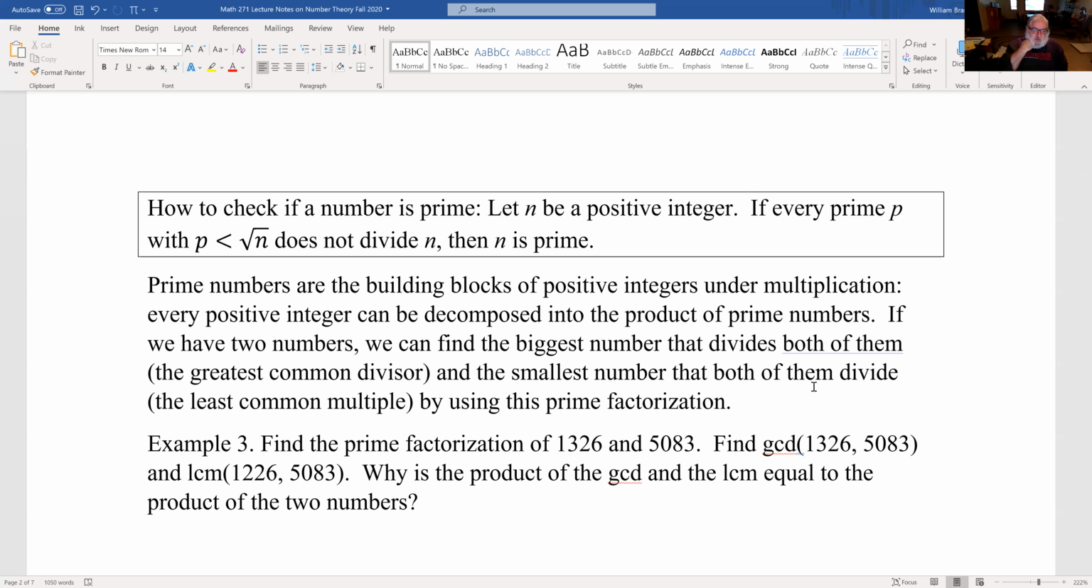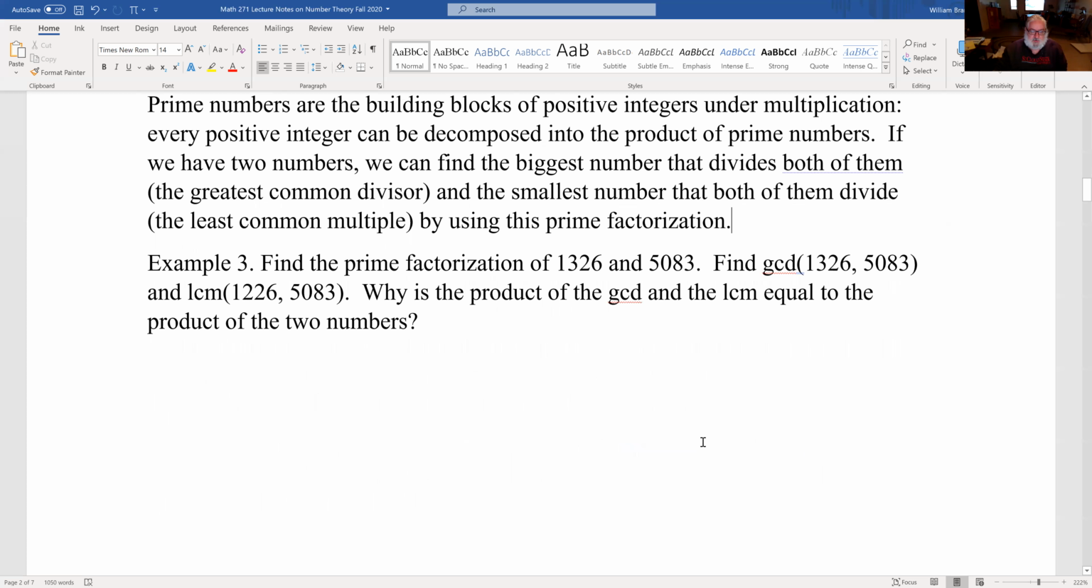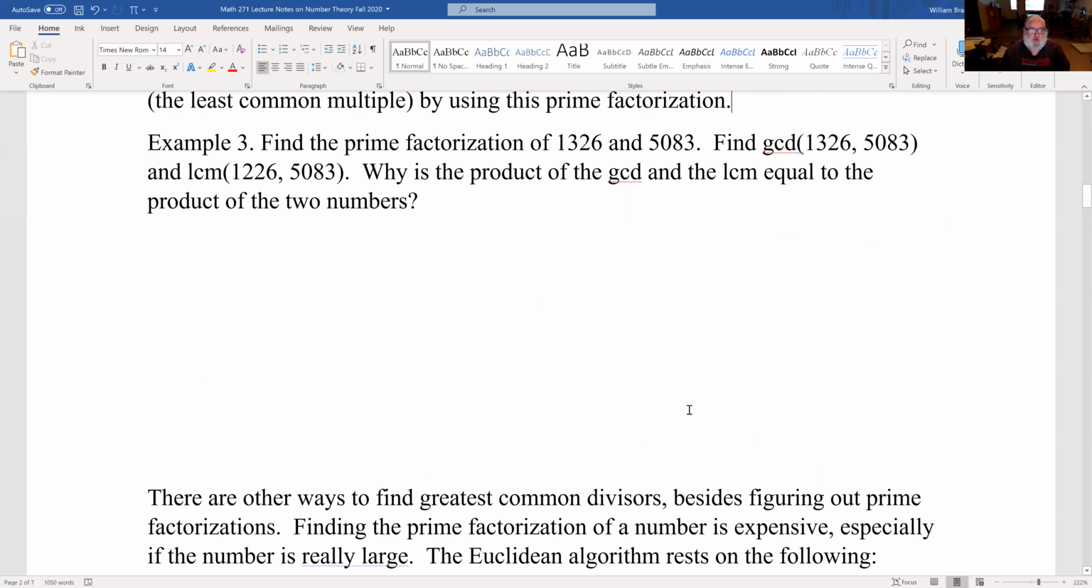So prime numbers are the building blocks of positive integers because every positive integer can be decomposed into a product of prime numbers. We can find the greatest common divisor, which is the biggest number that divides both of them, and the least common multiple is the smallest number that both of them divide. So 1326 and 583. How can we find the prime factorization of this?